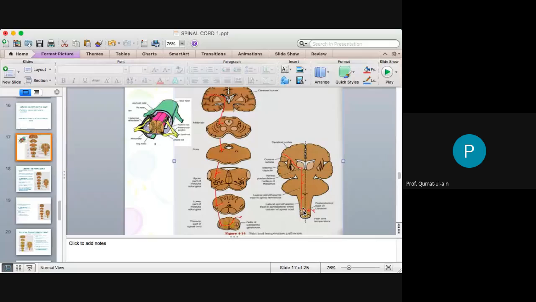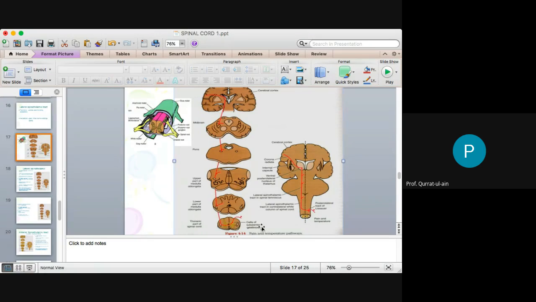See, they were lateral, and as they ascend, they have moved towards the central zone. The third order neurons are in the thalamus, in the ventroposterolateral nucleus of the thalamus, and then the final destination is the sensory cortex, which is the postcentral gyrus. All right, so this is the whole pathway of the lateral spinothalamic tract.